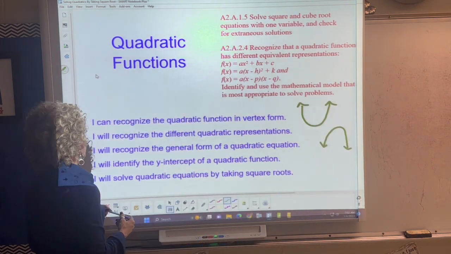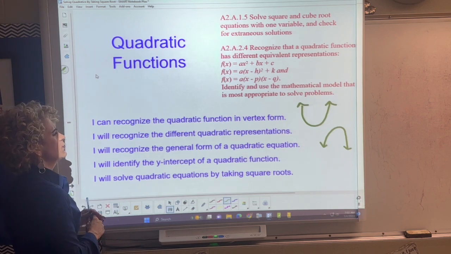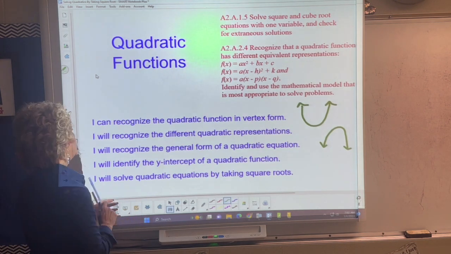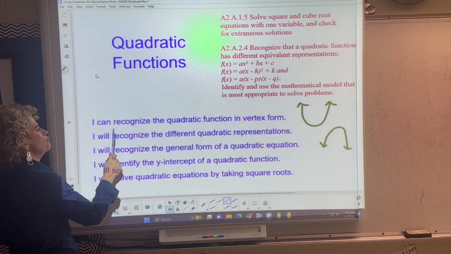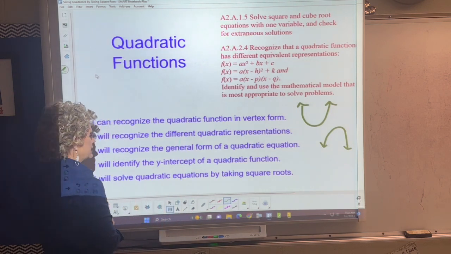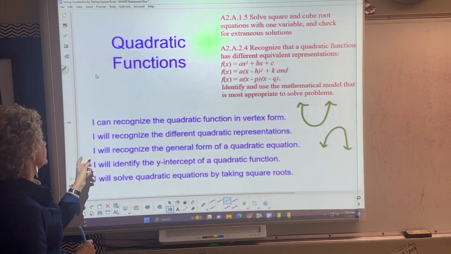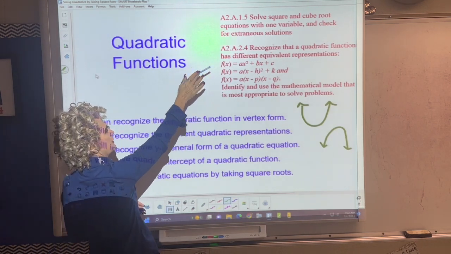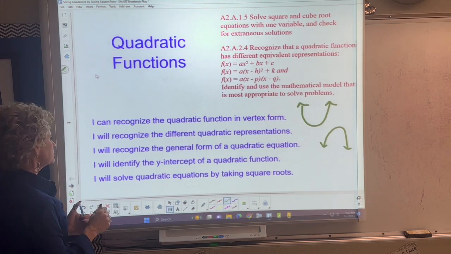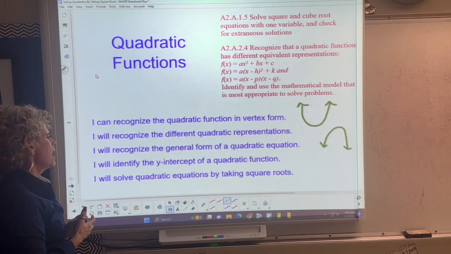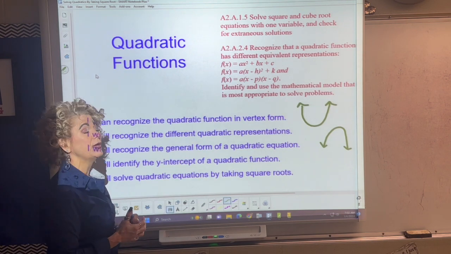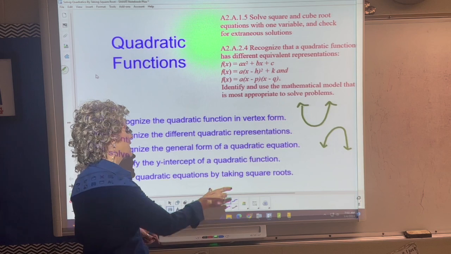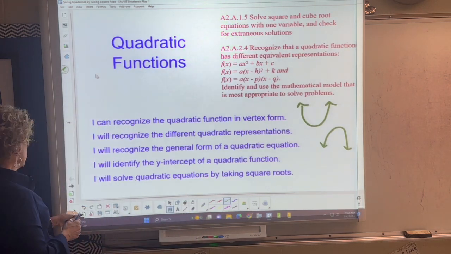Okay, we have recognized it and used it tons in the vertex form, so you can recognize the quadratic function in vertex form. Now, what we will focus on today is recognizing the different quadratic representations. Specifically, we'll recognize the general form of the equations. The equations are listed up here in our standards. We will identify the y-intercept of a quadratic function, and we will solve quadratic functions lots of different ways, but specifically today by taking square roots.